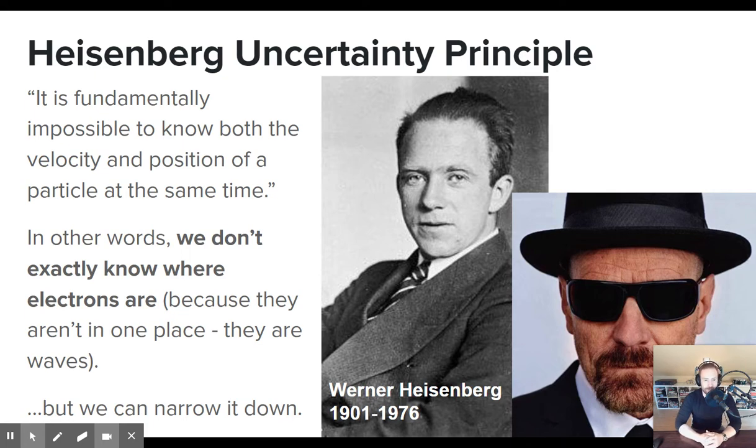But what that boils down to is that we don't know where electrons are, because electrons aren't in a location, right? That was the wave principle. Electrons are not in a single location. They are a wave. They are in many locations at the same time.